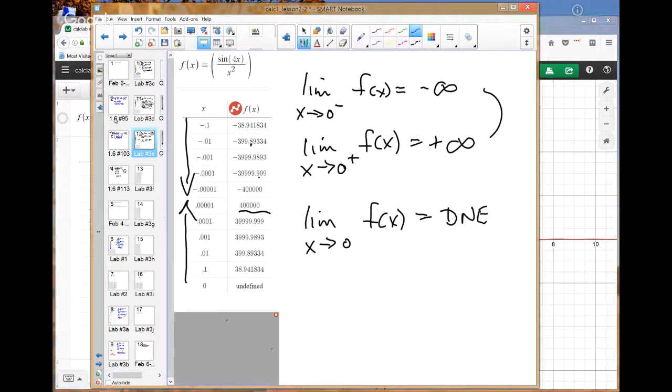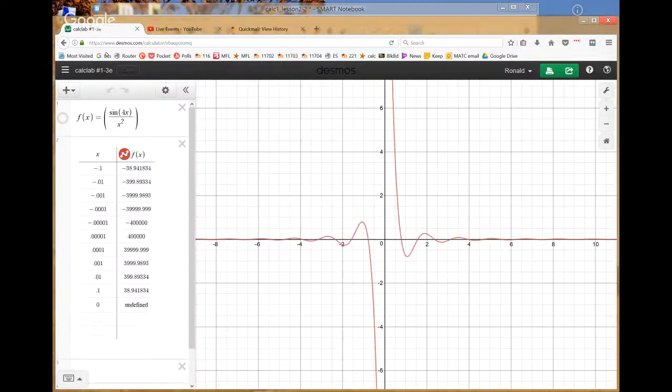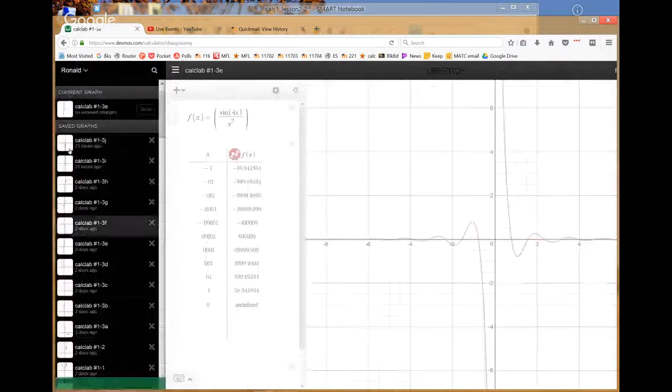Okay, now let's look at the next one. You can see we have a polynomial, but we have a denominator. And right away, your domain experience should shoot up. Wow, x can't be 3. So we have a problem here when it comes to that. Okay, let me load up F here on the graph side.